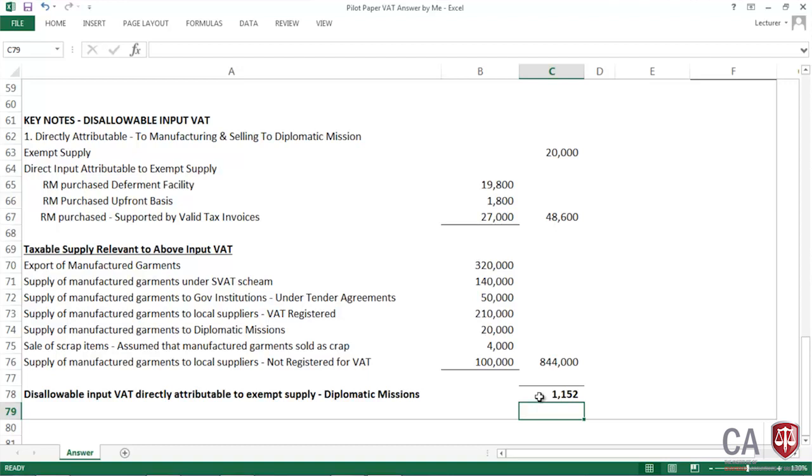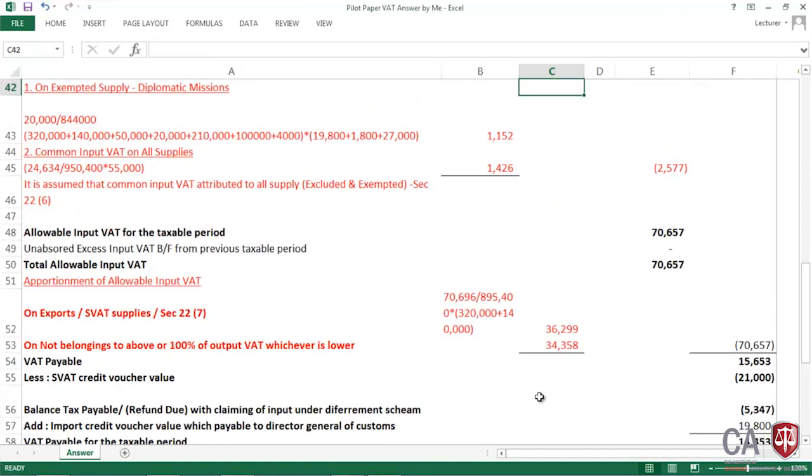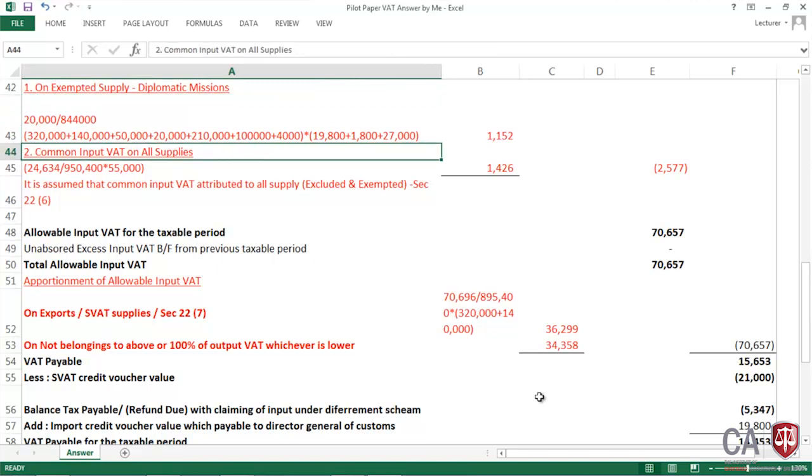Understand what I have done, and the logic behind section 22.6: input VAT directly attributable to taxable activity, or taxable supply, should be recognized separately, and the input VAT directly attributable to exempt supply, you need to identify separately. Now that part we have done. Now the answer is 1152.